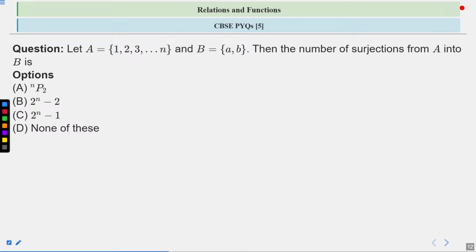The next question says, let set A have elements 1, 2, 3, 4 till n and set B have elements a, b. Then the number of surjections from A to B is... We basically have to find the number of surjections. What is the meaning of surjections? Number of onto functions from A to B.